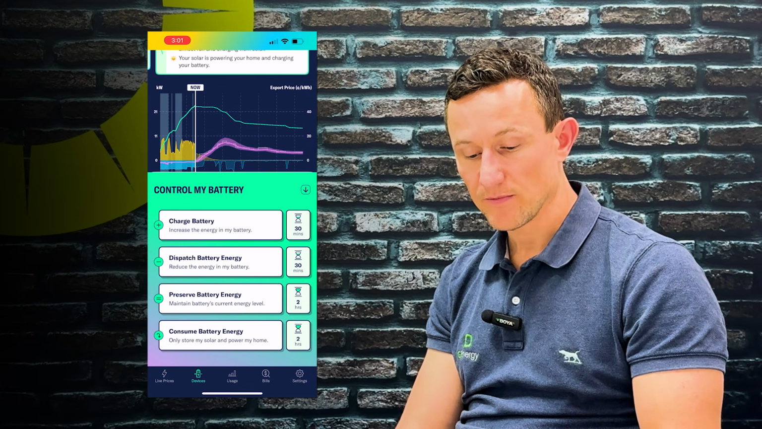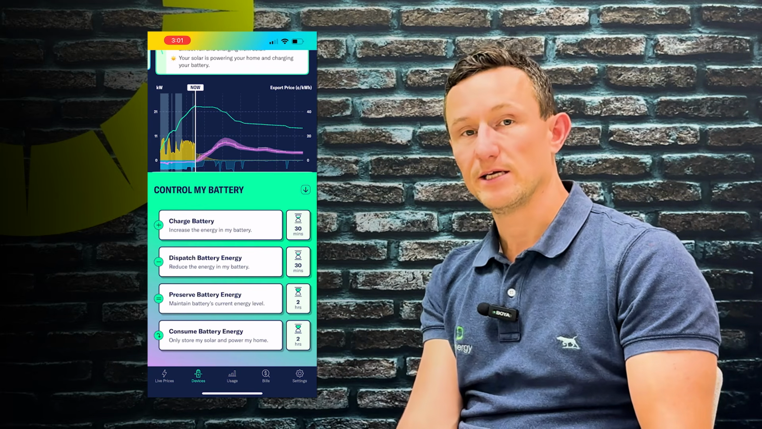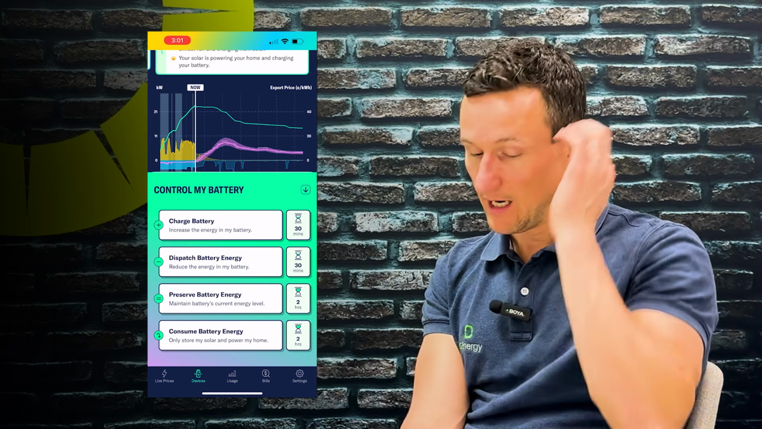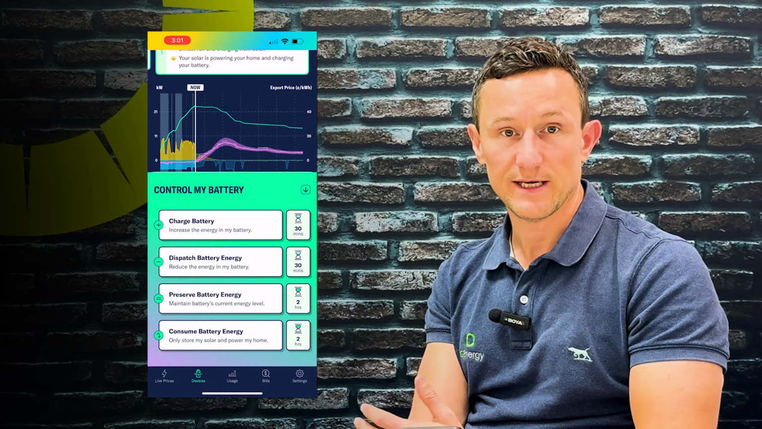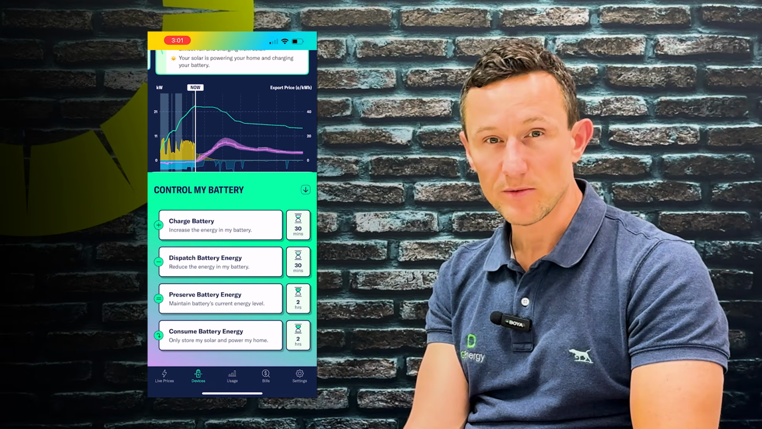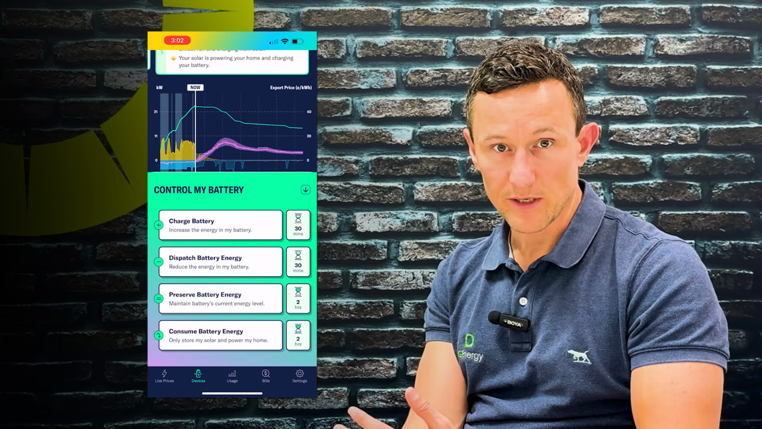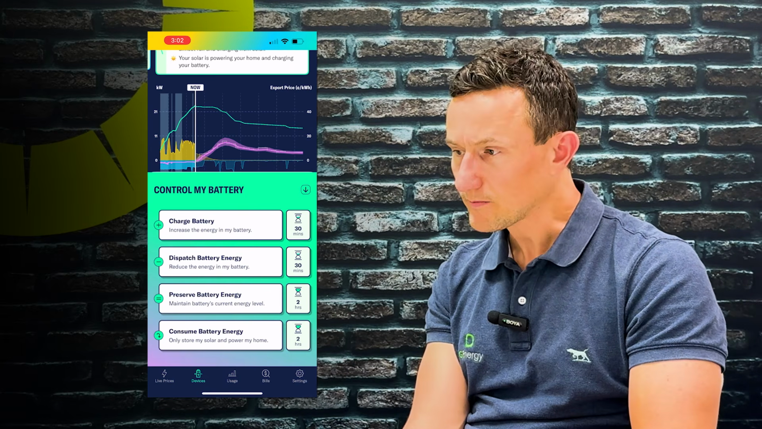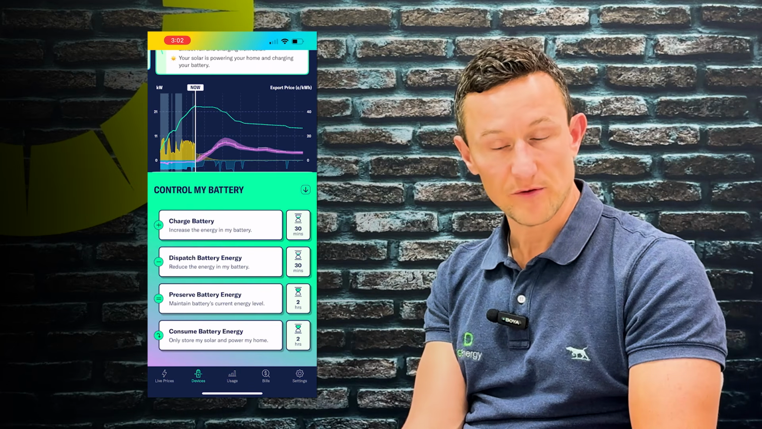Now, control my battery is an interesting one. If we click on that, this gives you options to control your battery manually. This comes in handy if, for example, you're having a barbecue at your home and it was an unusual event in terms of energy use. You've got a lot of people coming over, the fridge is going to be open more. People are going to be coming and going, the air cons are going to be working hard, your ovens are going to be on for an extended period, etc. You're going to use a lot of unexpected energy. You might want to preserve your battery's energy.